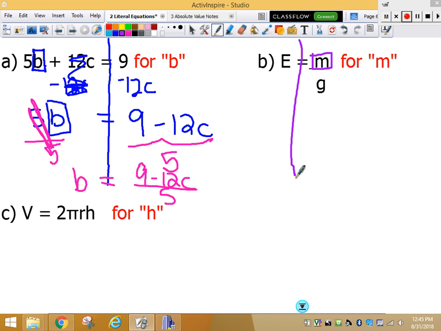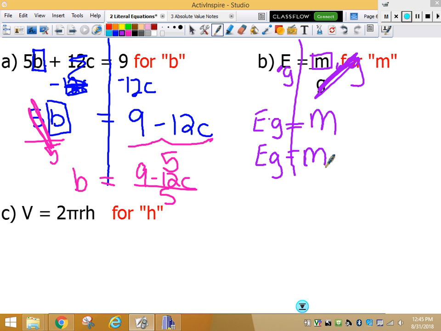And the opposite of divide is multiply. So I'm going to multiply by G here. And I'm going to multiply by G here. So these G's cancel. I'm left with M. E times G, you can write it like this, or you don't have to put that dot. You can just write EG equals M. Both of those are right.